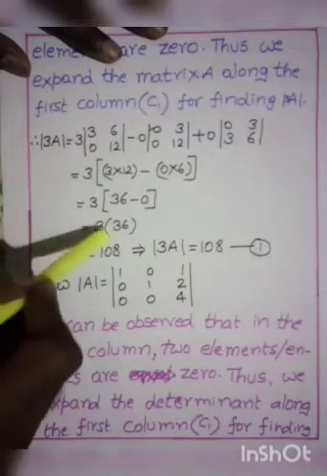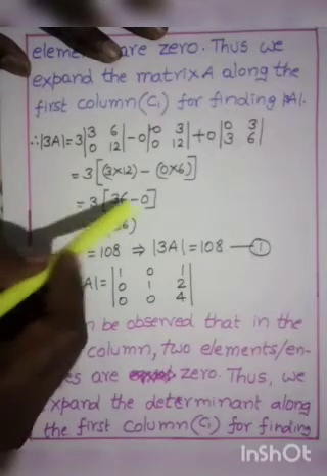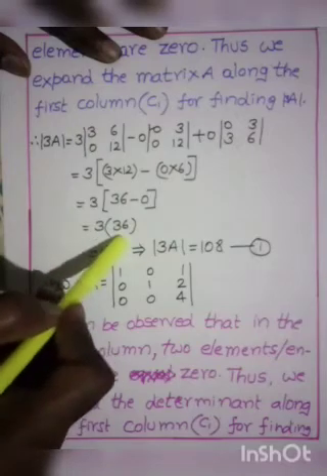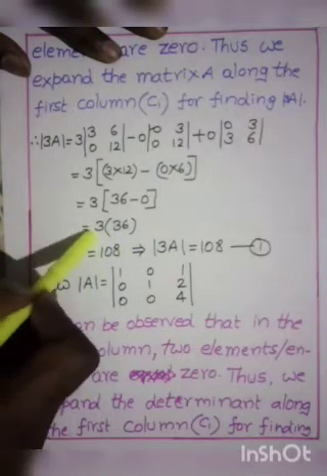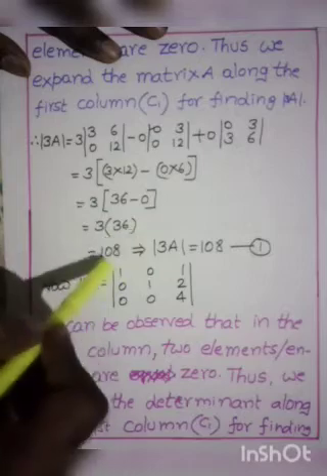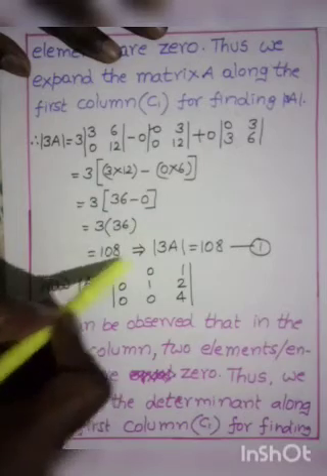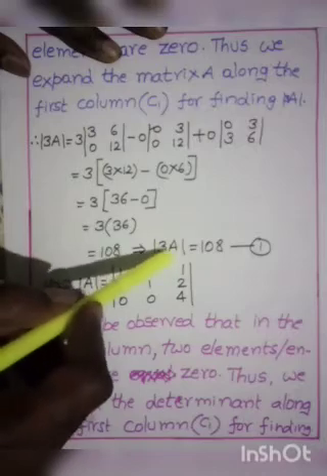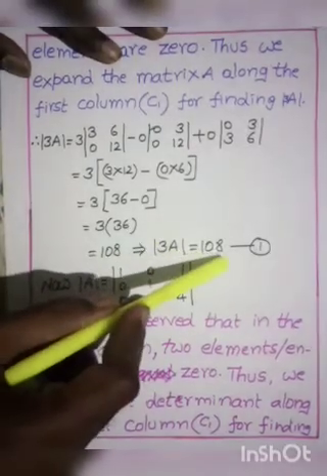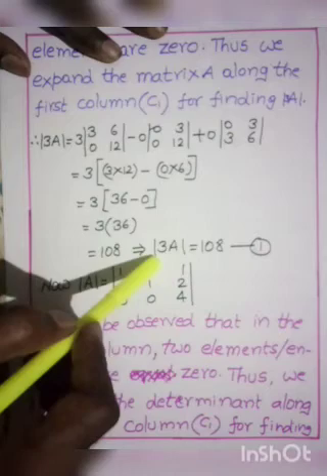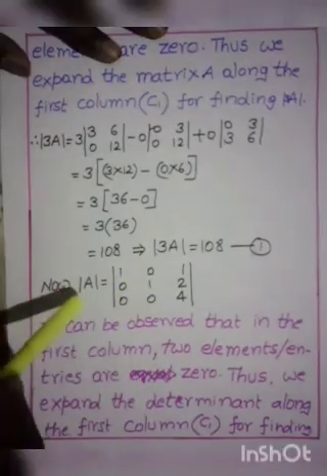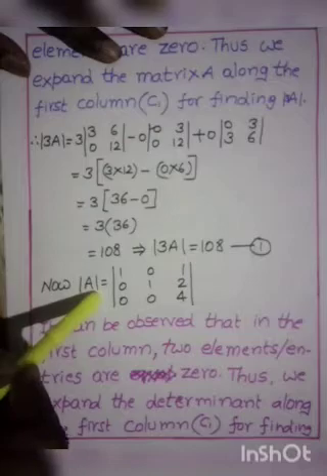Right. That is equal to 3 into, in these brackets, what will you get? 36 minus 0, 36 only. So again, 3 into 36, what will you get? 108. Understood this step, my dear children? This implies the determinant of 3A is equal to 108. Consider this as equation 1, or result 1. Now let us find the determinant of matrix A.